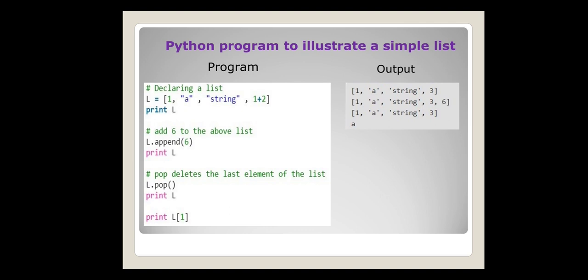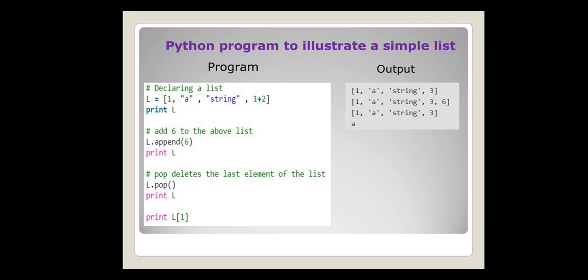If you want to add another element in a list, you need to use the append function. When you are using the append function, you need to specify the element. So we are adding 6, so we need to specify 6 in the parentheses. When we print the list again, it will append that element at the last position of the list. So 6 is added at the last position of the list.